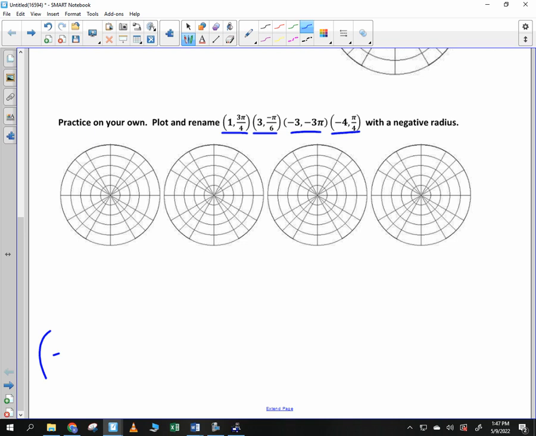We're going to start right here with 1, 3 pi over 4. So don't think about the 1. First focus on the 3 pi over 4. That brings me right there. And I go 1 unit in that direction. So that's that coordinate.